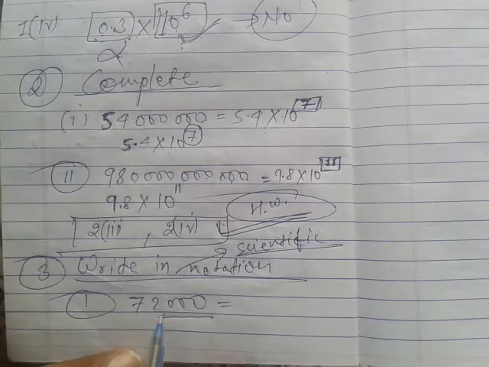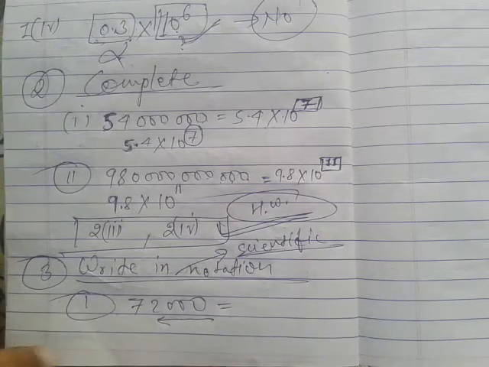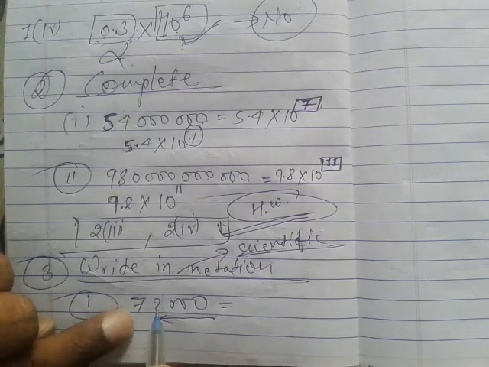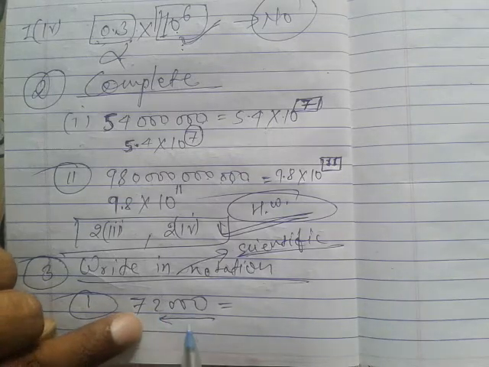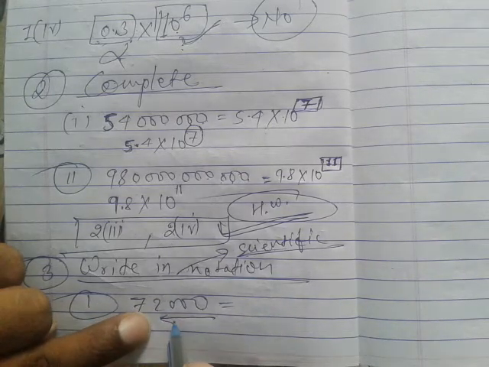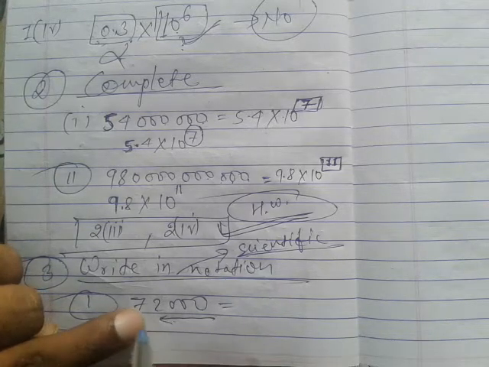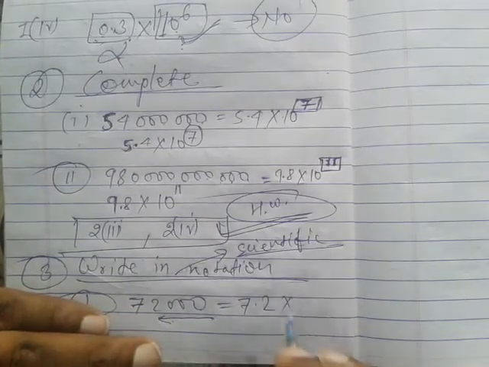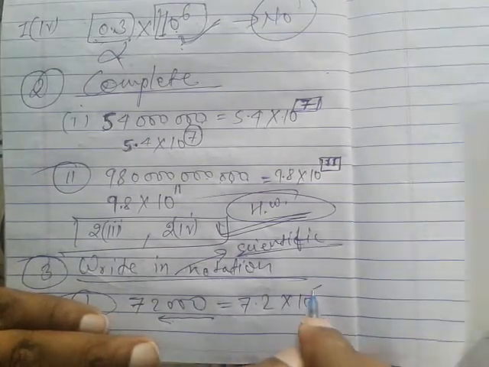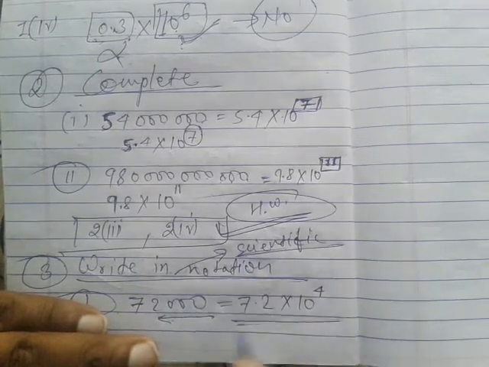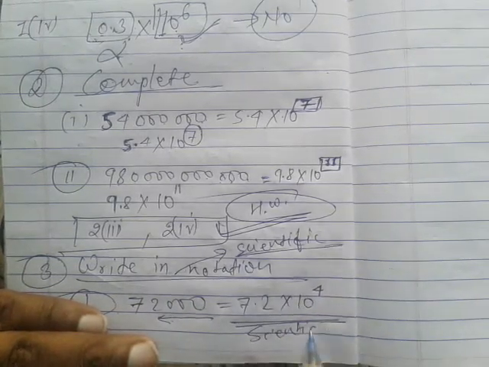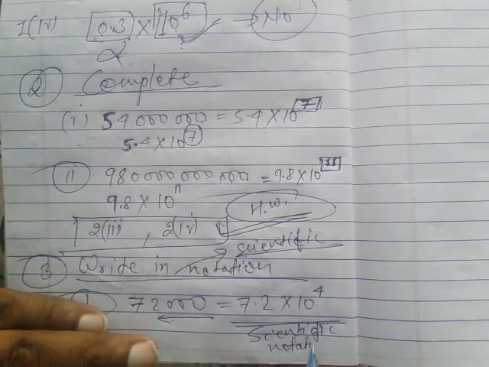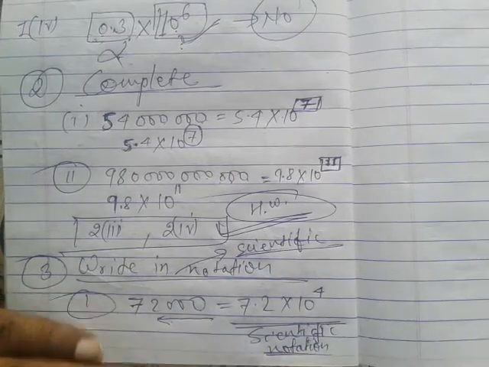Start counting the digits from the left side: 1 2 3 4 digits. Then the leading digits remain, so we can write 7.2 into 10 raised to the power 4. This is the correct scientific notation form.